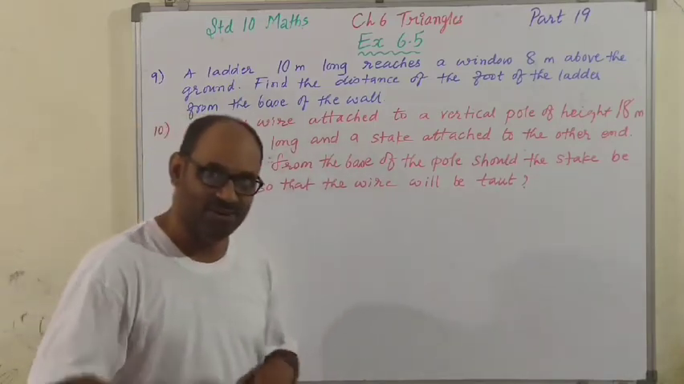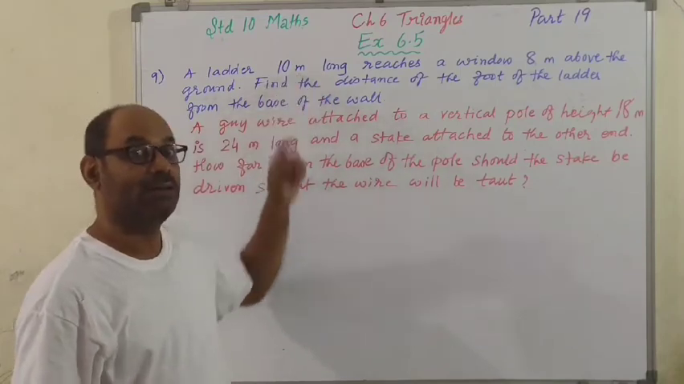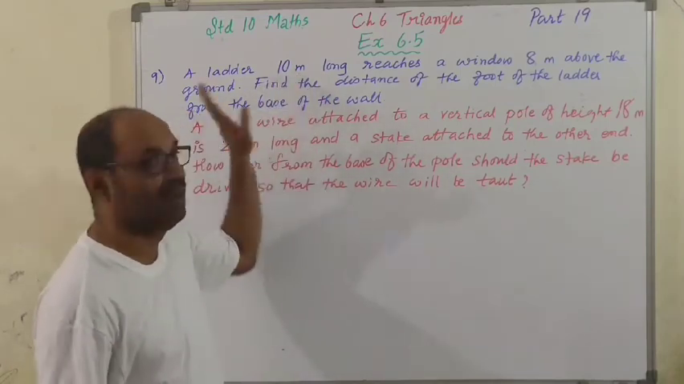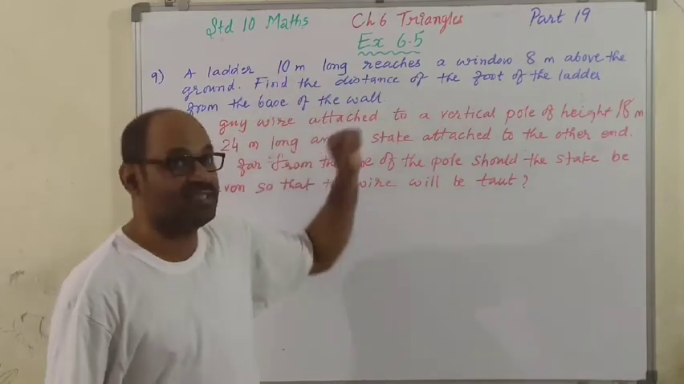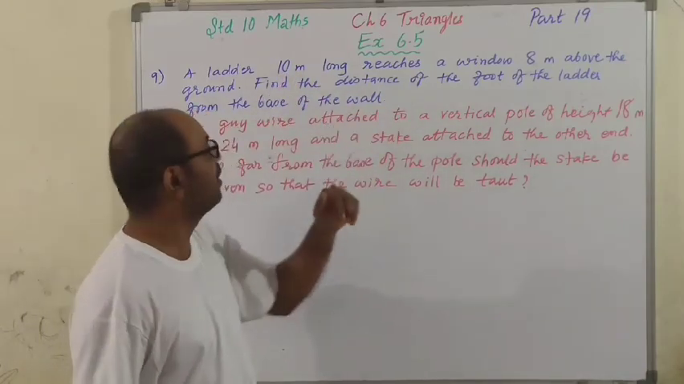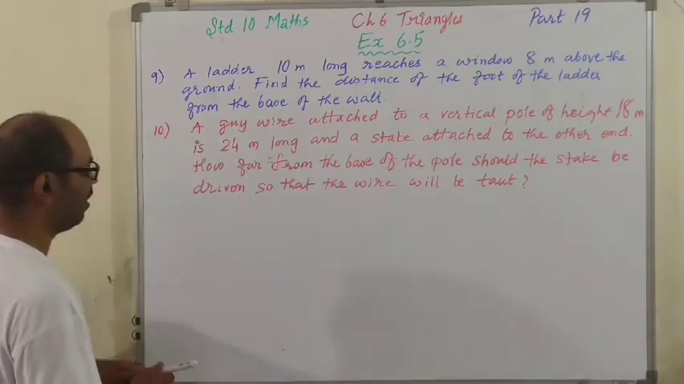A ladder. Do you remember? A ladder 10 meter long. There you had to find the length of the ladder; here the length is given. A ladder 10 meter long reaches a window 8 meters above the ground. Well, you will have to draw the figure.